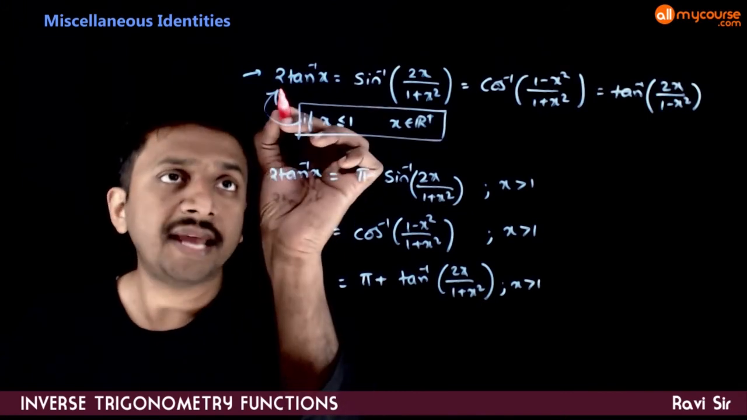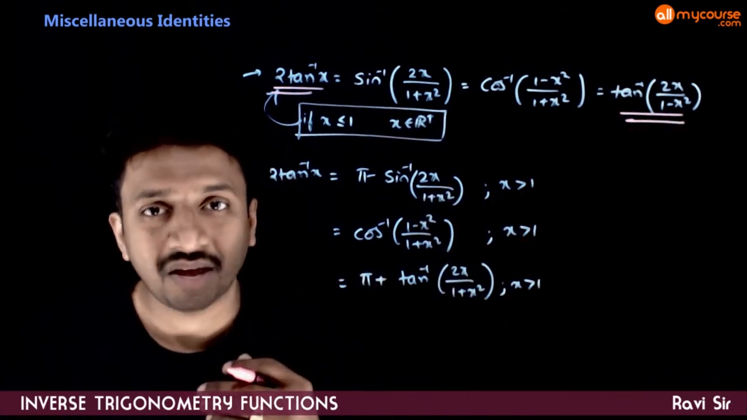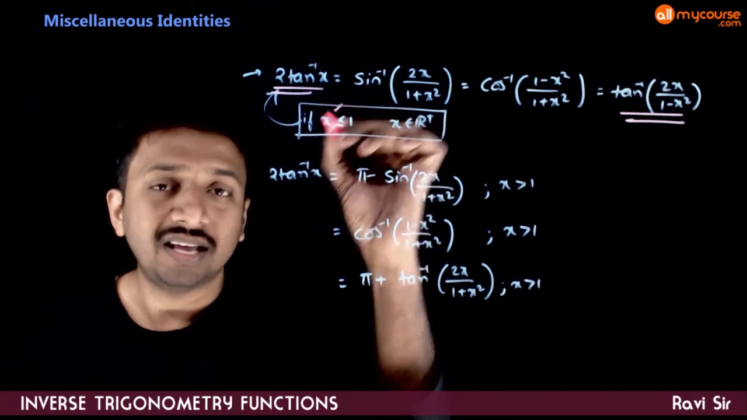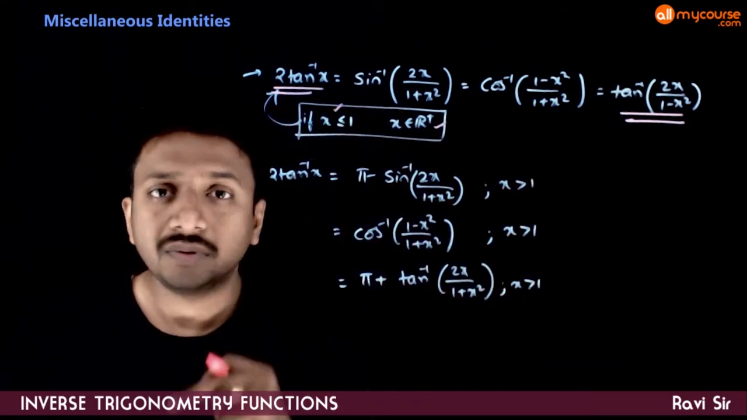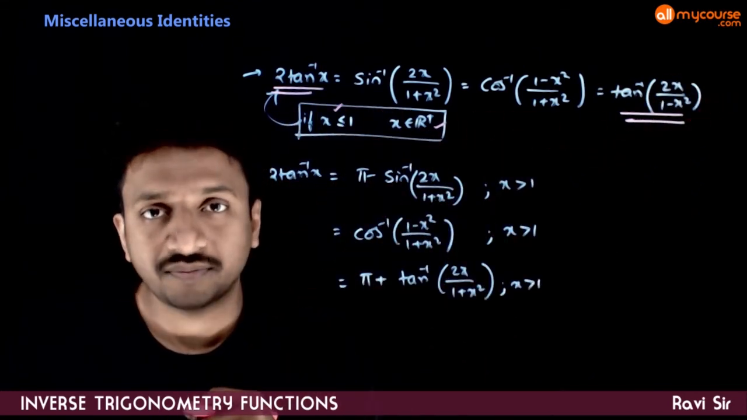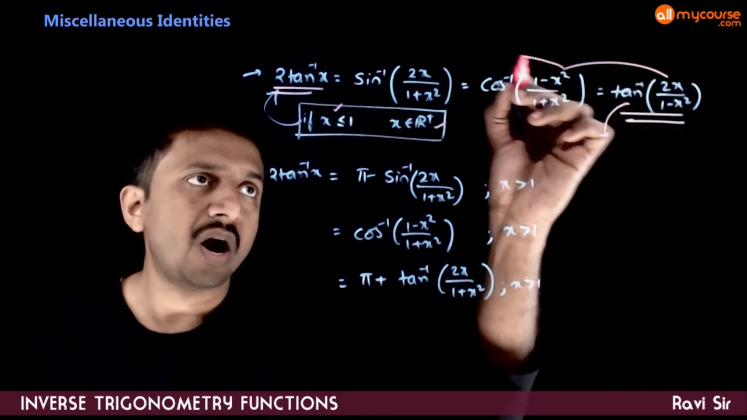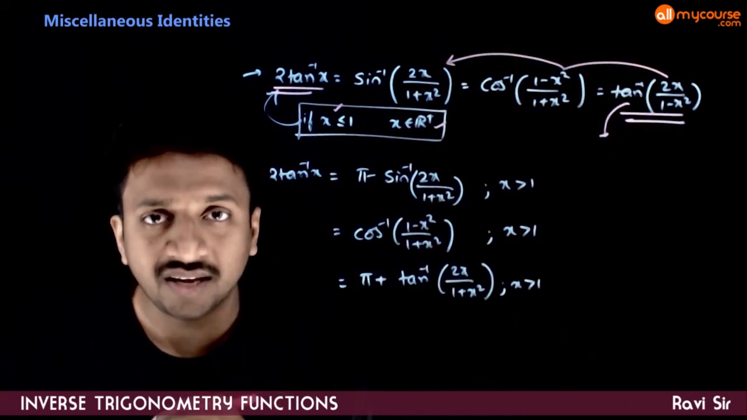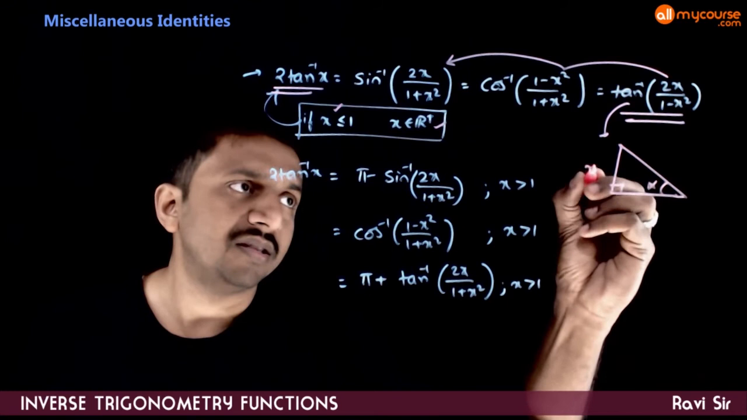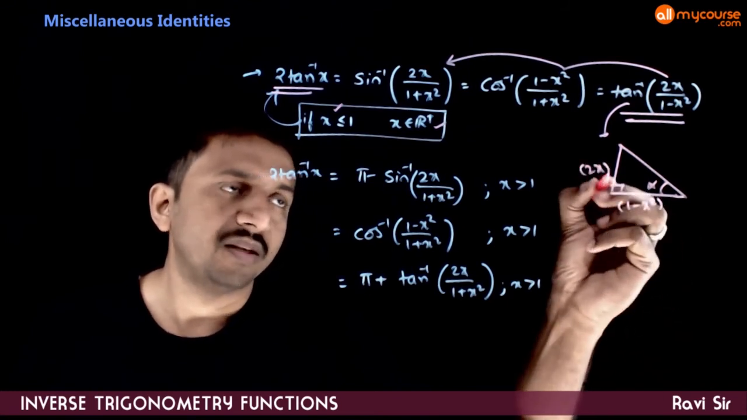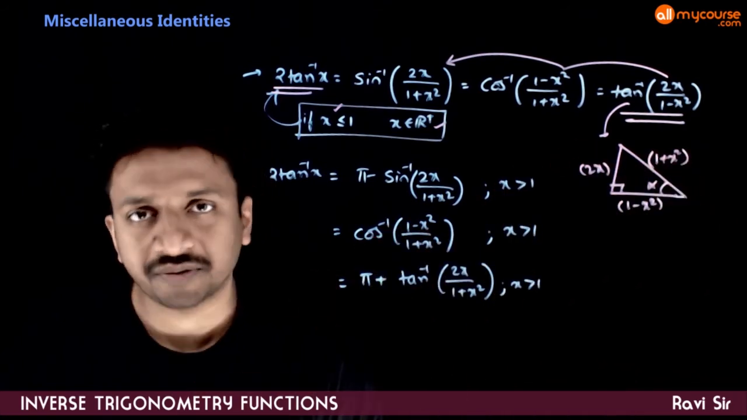Next, 2 tan inverse x, as we have seen, is equal to tan inverse of 2x by 1 minus x square if x is less than or equal to 1 and x is positive. Now, in this case, this tan inverse can be converted into cos inverse and sine inverse using the triangle method. So, if you use the triangle method, this is alpha, this is 2x, this is 1 minus x square. So, by Pythagoras theorem, if you calculate the hypotenuse, it will turn out to be 1 plus x square.